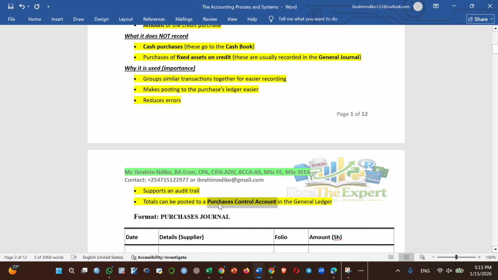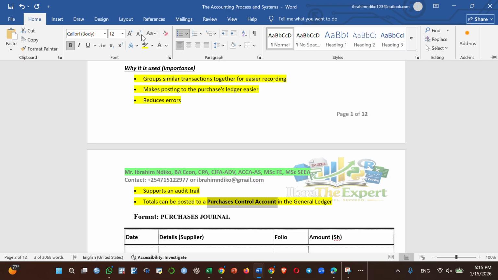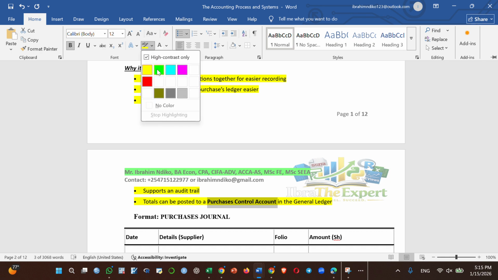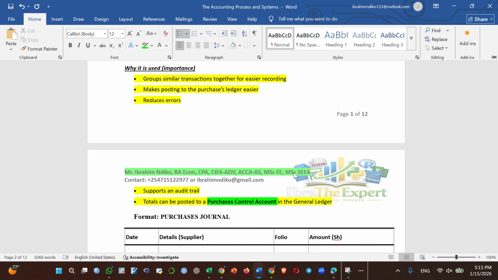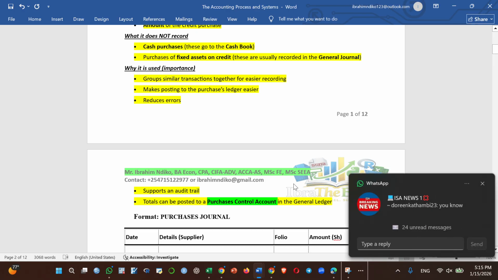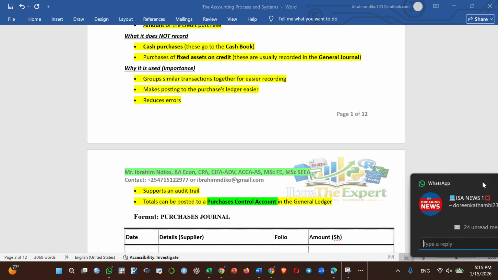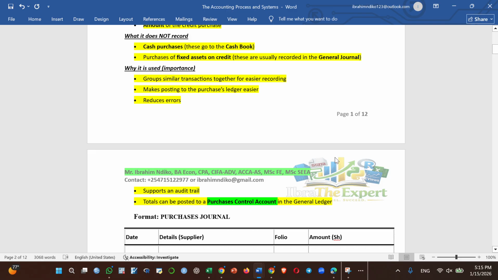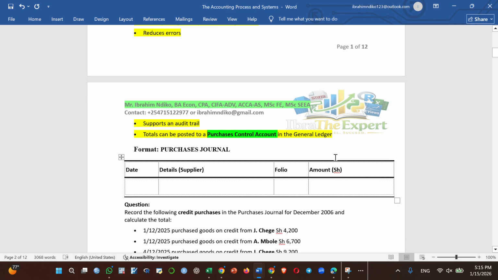Now that is another topic for another day. The purchase control account will be a topic for another day. But it is important to know that the purchase control account is an account which helps us do what? It's an account which helps us to determine the total credit purchases that were made during that particular period that you are trying to see.